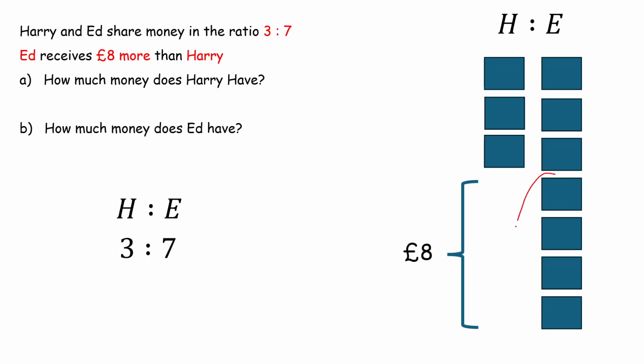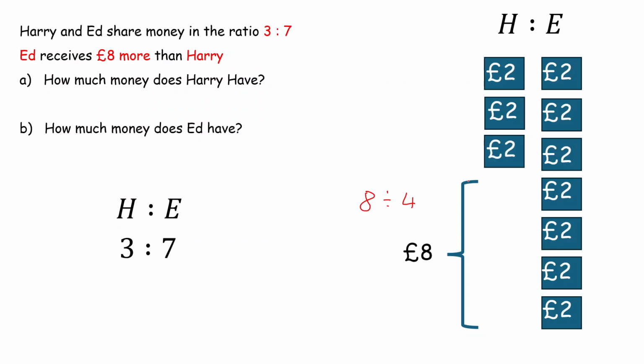So these 4 chunks that Ed receives, because Ed gets £8 more than Harry, these 4 blocks here must be worth £8. Now to get the value of one of these 4 blocks, we can do the total, which is £8, and divide it by 4. 8 divided by 4 tells you that each of those blocks is worth £2. So again, Ed receives £8 more than Harry. Well, the 4 parts more that Ed has got compared to Harry must be worth the £8. And there's 4 blocks, so 8 divided by 4 gives you a value of £2 per block, which means that every single block must have a value of £2.